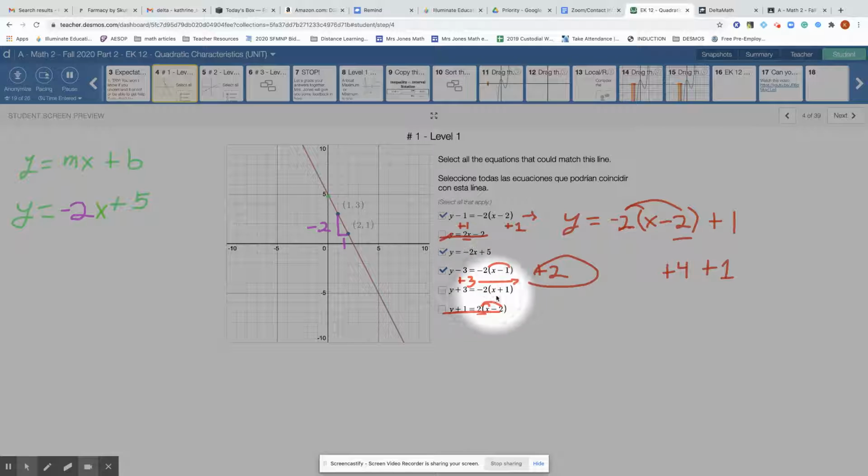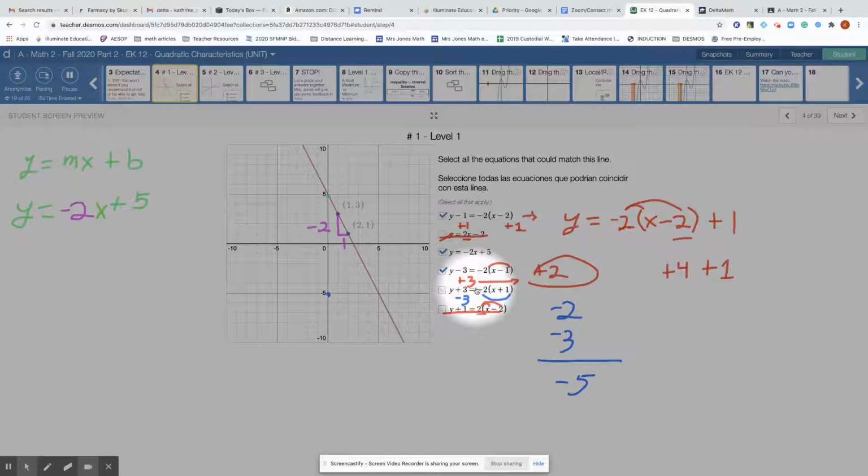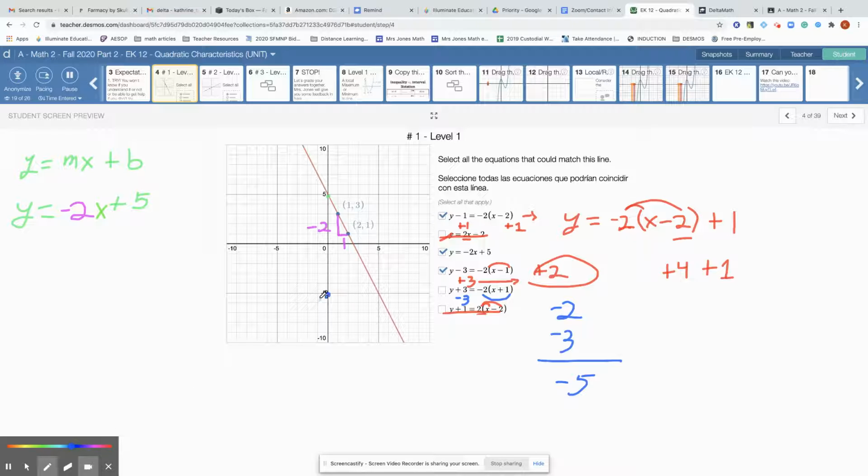And then let's look at this one. A lot of you chose this one, and I'm going to show you why it's wrong. When you multiply the negative 2 by the 1, yes, you get a minus 2, similar to the other ones. But when you move the 3 over, minus 3 minus 2 is negative 5. So if your y-intercept was negative 5, it would be down here. So this equation, y plus 3 equals negative 2 times x plus 1, is a parallel line. It does have the same slope, but it goes through at negative 5. So this one is going to look like this, going down 2 over 1.